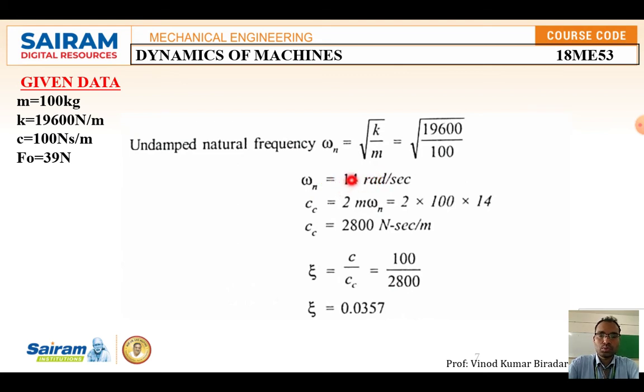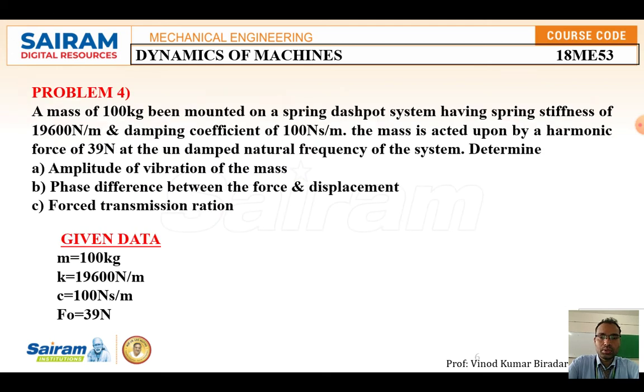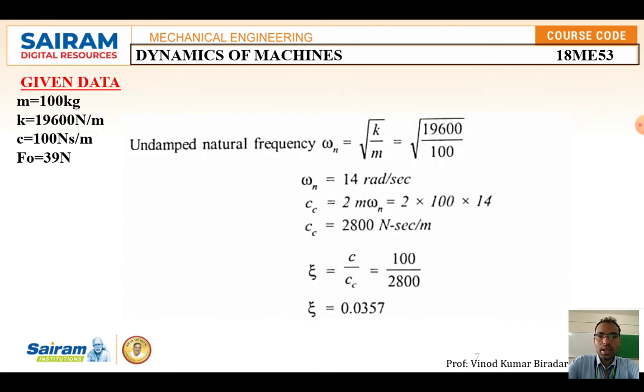For further calculation, we first need the critical damping, which is equal to 2 m omega n. Substituting, you are going to get critical damping Cc equal to 2800 Newton second per meter. Once we calculate Cc, we go for the damping ratio. It is the ratio of damping to critical damping, called the damping ratio. So zeta is equal to 100 divided by 2800, and you are going to get zeta equal to 0.0357, approximately 0.04.